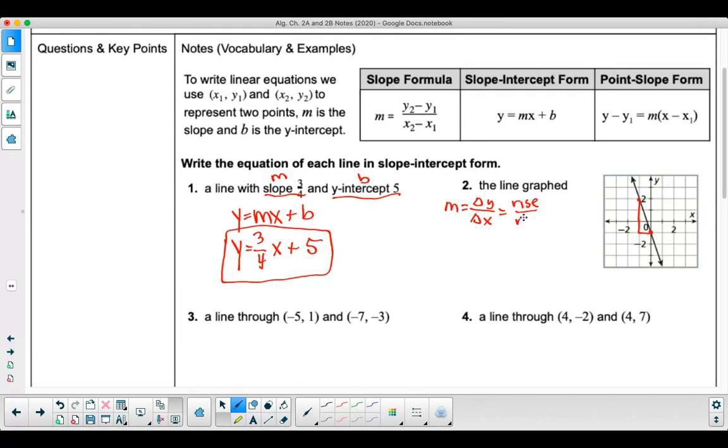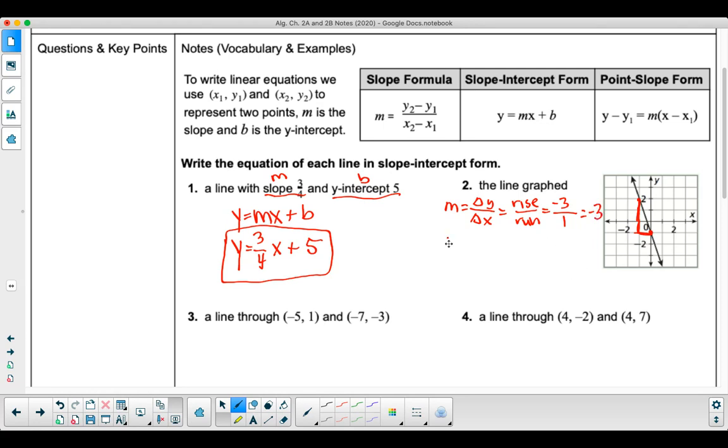Rise over run. So your rise here, between this point and this point, you are going down 1, 2, 3. So your rise is -3. And then your run, you're moving to the right 1. So +1. So if we simplify that, your slope then is -3.